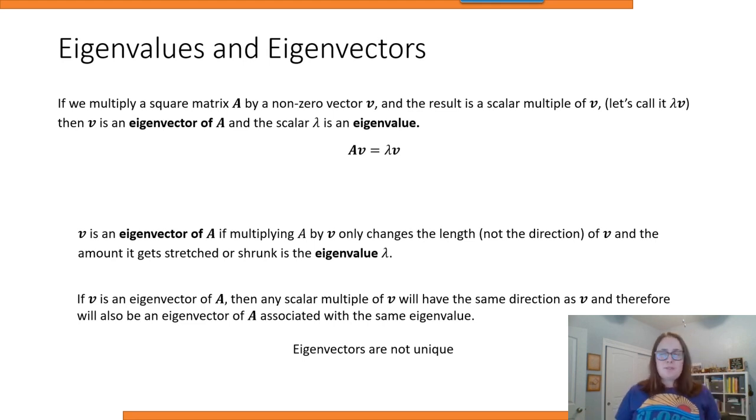So that brings up the point that eigenvectors are not unique. If I can find one, any scalar multiple of it is going to be another eigenvector. So keep that in mind as we get examples and get answers, that the answers we come up with for those eigenvectors are not necessarily the only eigenvectors that would work.